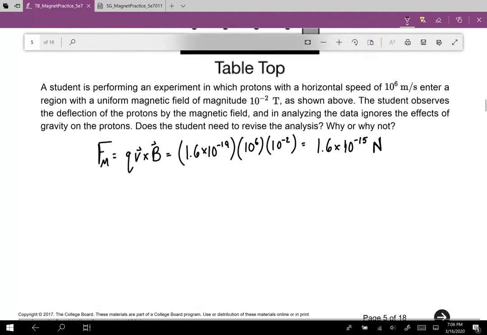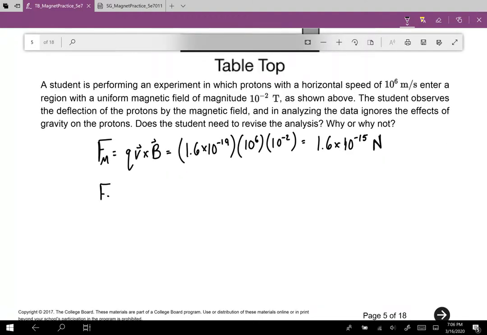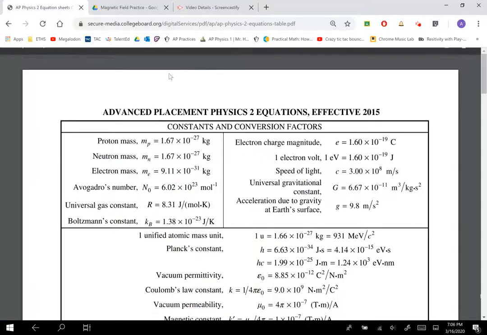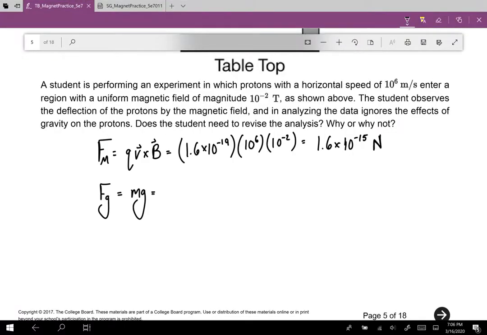Seems pretty small, but let's check the gravitational force because who knows? So we know gravitational force is mass times g. Again, we may not know the mass of a proton right off the top of our head. That's where our equation sheet comes in. So the mass of a proton is 1.67 times 10 to the negative 27th kilograms, which is pretty dang small. So let's plug that in. 1.67 times 10 to the negative 27th times 9.8. So we get a gravitational force of 1.63 times 10 to the negative 26 newtons.